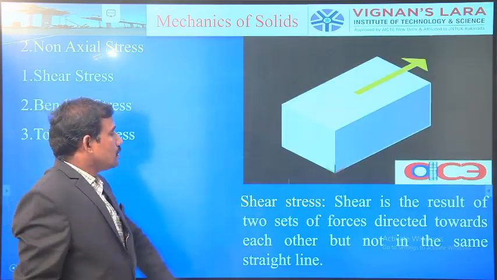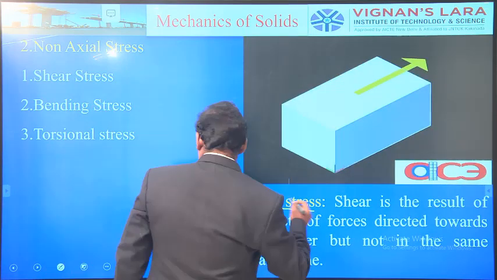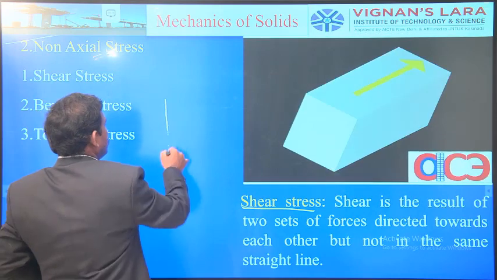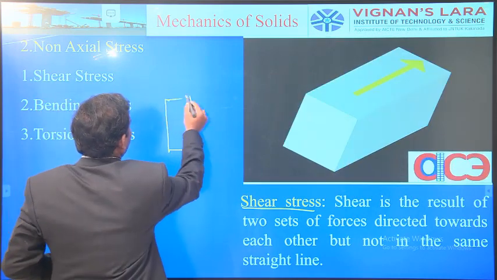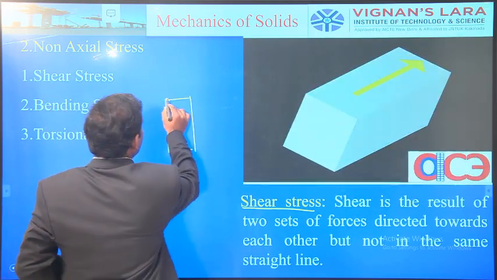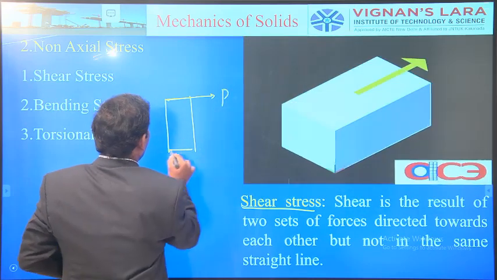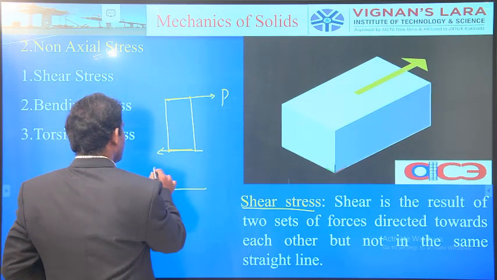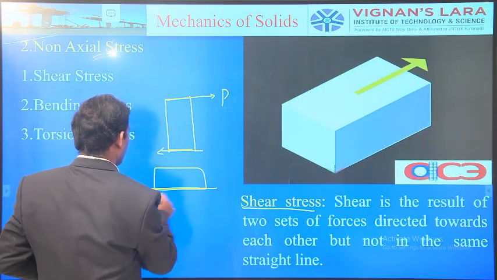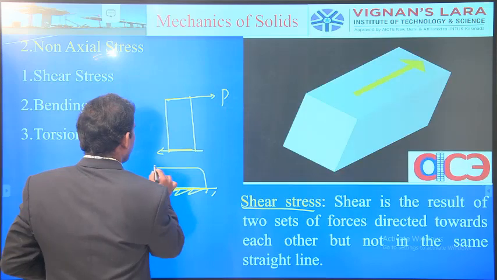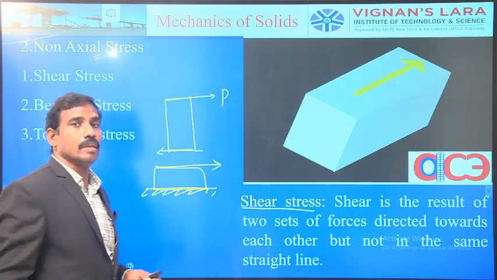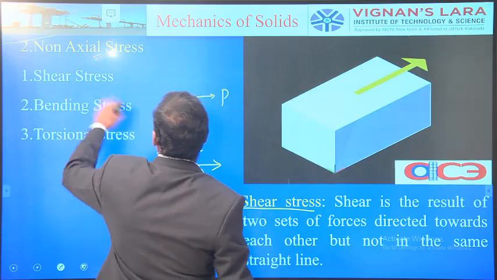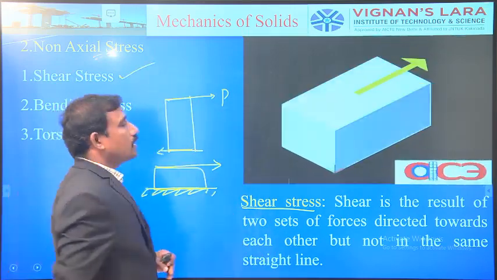Coming to the next case, the next one is the shear stress. Very simple one. This is a body, right? A force of magnitude P is applied tangentially, and one more force is also applied on the other side. That is one case. Another case, this is a body resting on a horizontal plane, right? A force of magnitude P is applied tangentially. That is the main difference between the axial and non-axial. So that is the shear stress.